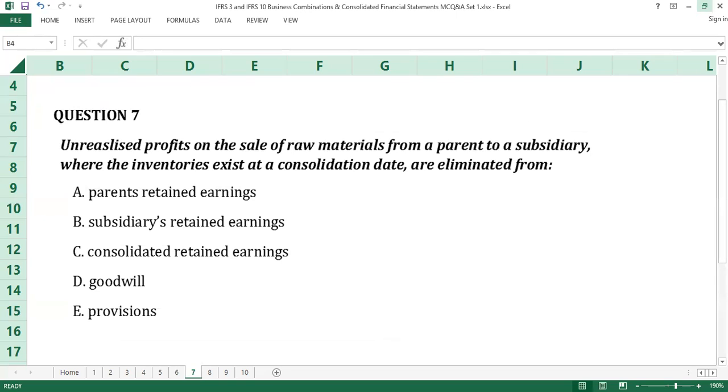Question number 7. Unrealized profits on the sale of raw materials from a parent to a subsidiary where the inventories exist at a consolidation date are eliminated from dash. A, parent's retained earnings. B, subsidiary's retained earnings. C, consolidated retained earnings. D, goodwill. E, provisions. Time counts.